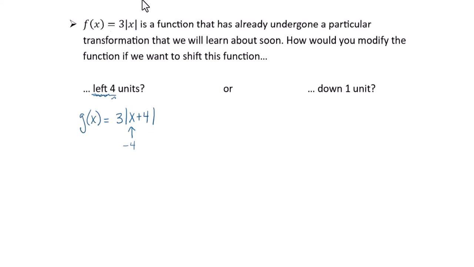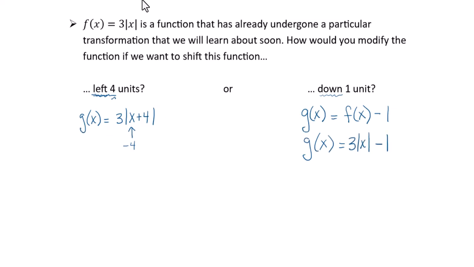Okay, on this one, let's say that we wanted to take the f of x function and shift it down 1 unit. Well, g of x is going to be the f of x function. Remember, we're moving this in a y direction. It's going to have the same y's as it did before, but 1 less. In other words, g of x is equal to 3 times the absolute value of x, minus 1.